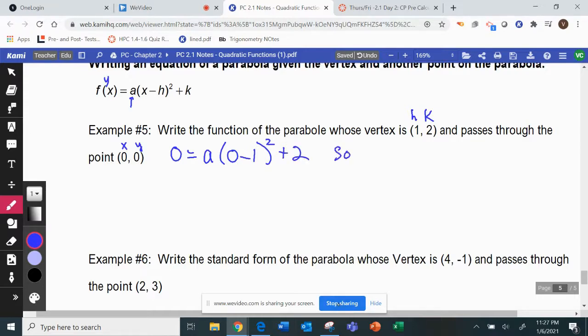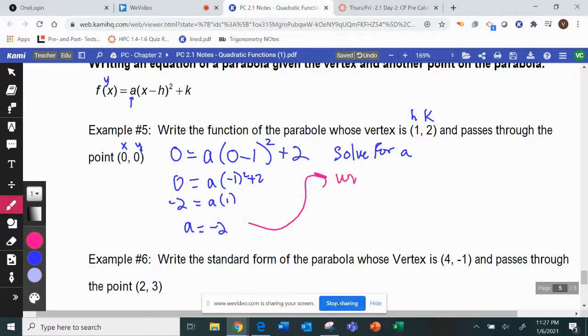And now we're going to solve for a. So I'll get 0 equals a times negative 1 squared plus 2. Move the 2 over. And then negative 1 squared is just 1. So a is negative 2. So after we solve for a, then we just write vertex form with the h, k, and a values filled in.